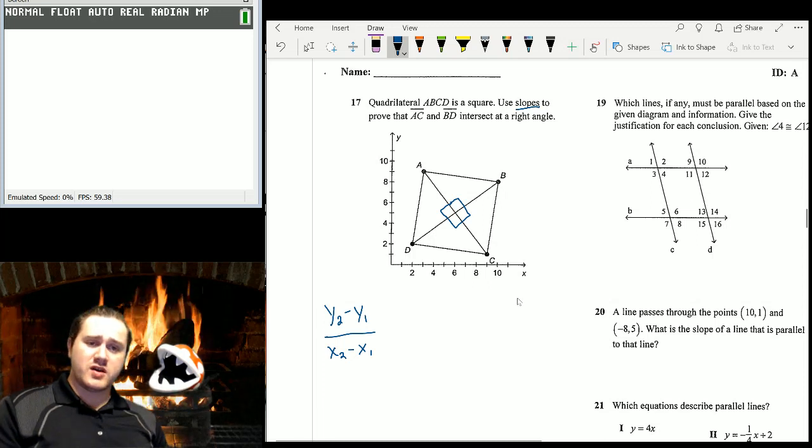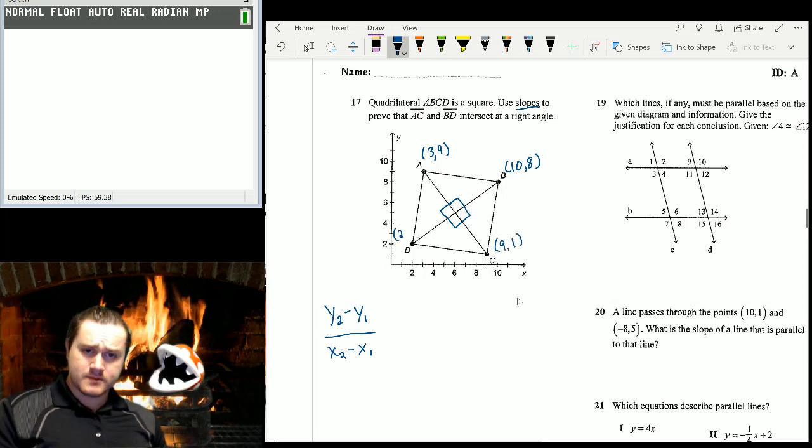So we really have to worry about what these ordered pairs are. If we look at A, it's at 3, 9. B is at 10, 8. C is at 9, 1. And D is at 2, 2. So we're just really going to fill this in.